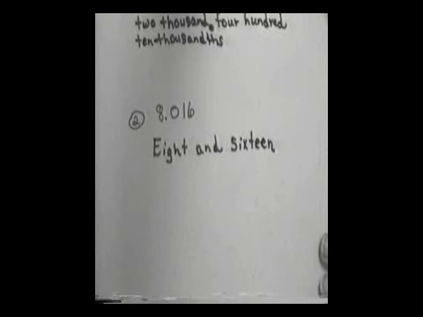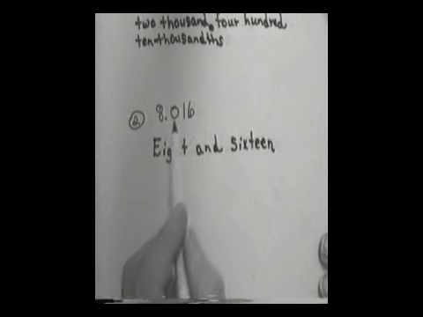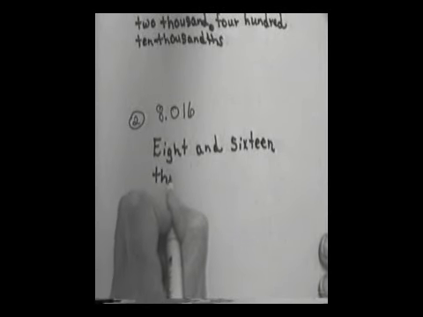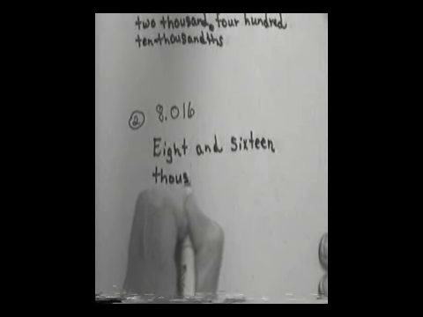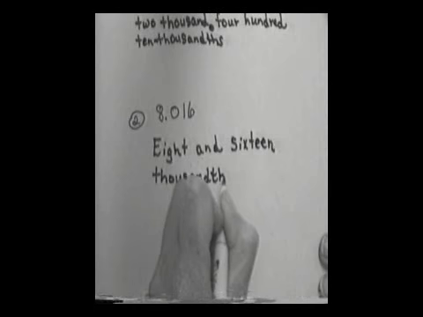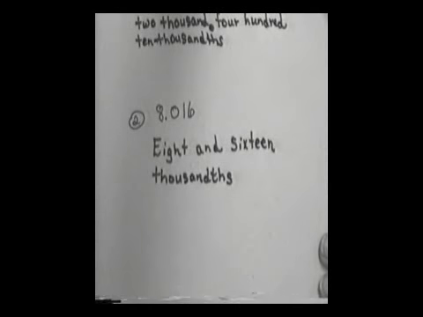And then I need to put the place value of that 6, of the farthest digit to the right. Since I have 3 decimal places, I can say the place value of my 6 is thousandths. Remember, it goes tenths, hundredths, thousandths. So I would put 8 and 16 thousandths.